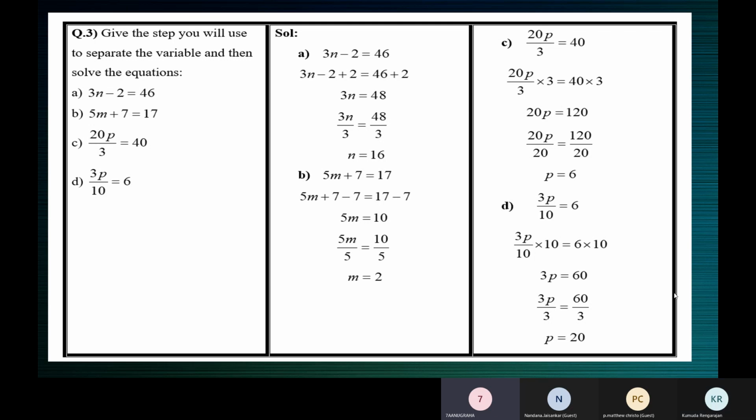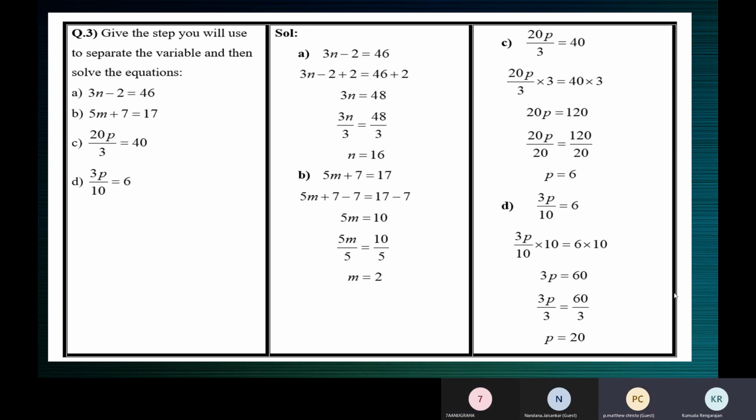3n is equal to 48. We have to now divide by 3 in both the sides. 3n divided by 3 is equal to 48 divided by 3. So in the left hand side, 3 and 3 will get cancelled. Very good. And in the right hand side, we'll get 16. 48 by 3 is 16. So n is equal to 16. Okay. Thank you, Anugraha. Good.